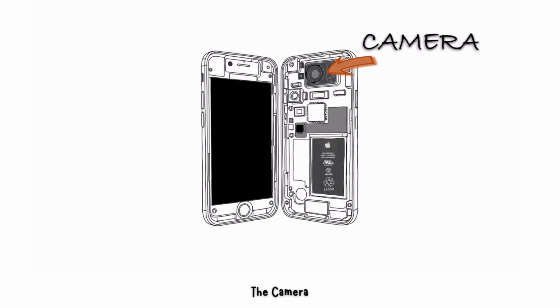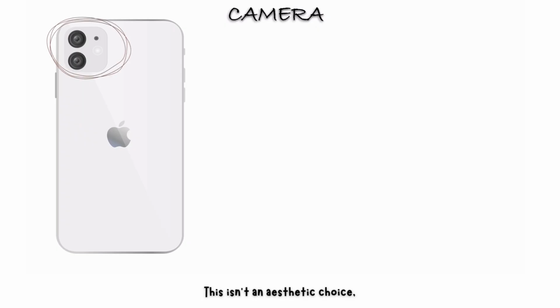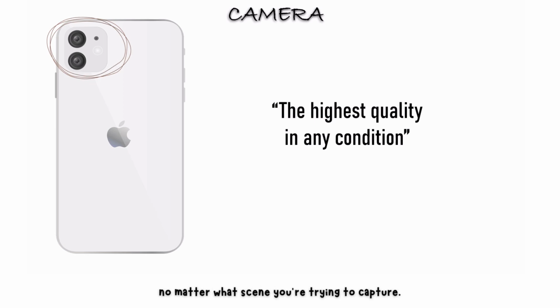The camera. It's definitely one of the most loved and widely used features of a smartphone. In reality, it's an incredibly complex hardware system. On the back of the device, you often see multiple cameras. This isn't an aesthetic choice, but rather an engineering solution to ensure the highest photographic quality, no matter what scene you're trying to capture. Each camera is specialized for a particular type of photo or video.